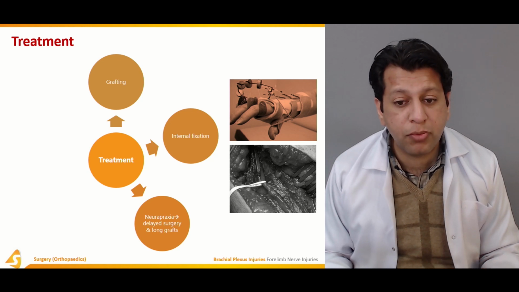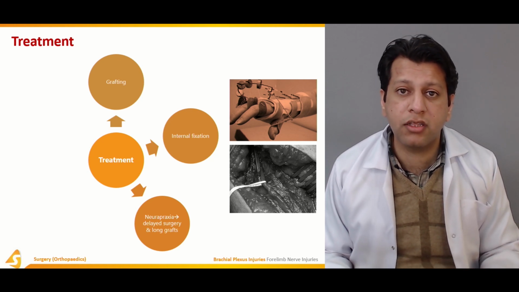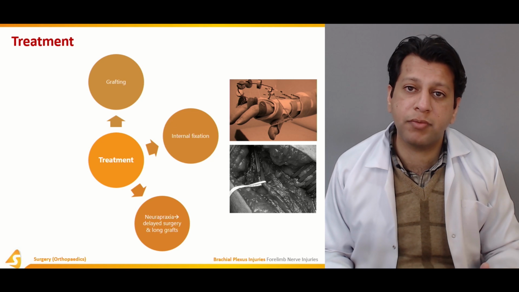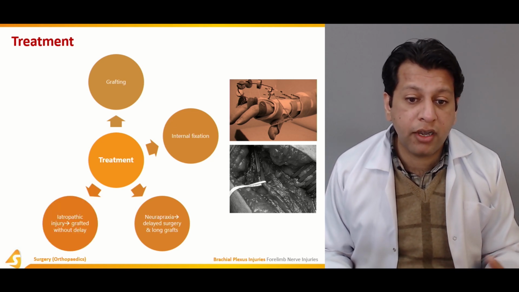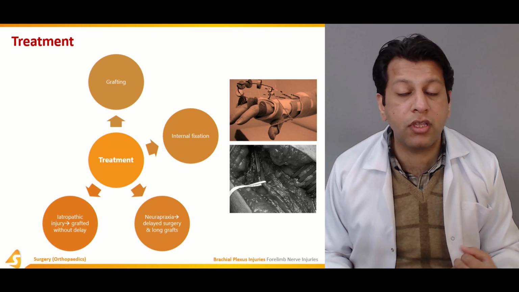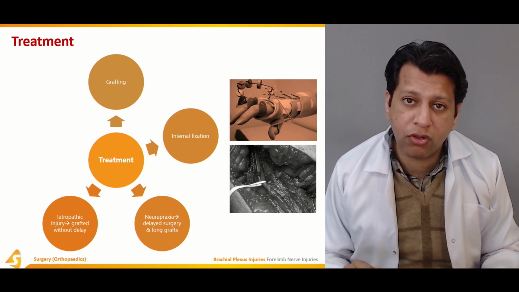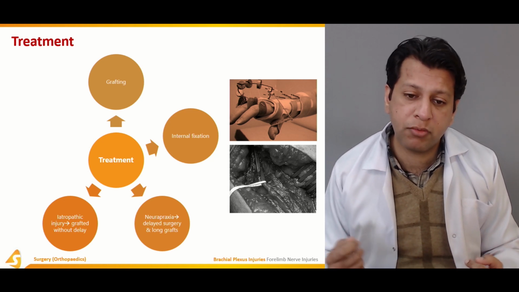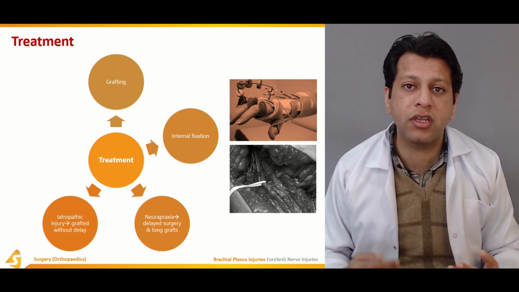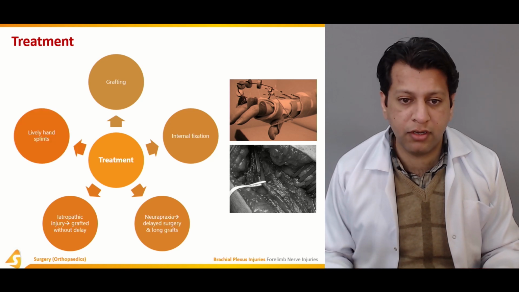If it's only neuropraxia, then the surgery can be delayed till 3 months, and we see if the nerve function has been regained, then we don't need to do anything. But if it's an iatrogenic injury, then acute nerve repair can be done if it's a sharp cut. But if the gap is more than 2.5 centimeters, then nerve grafting in 3 to 6 weeks can also be done.